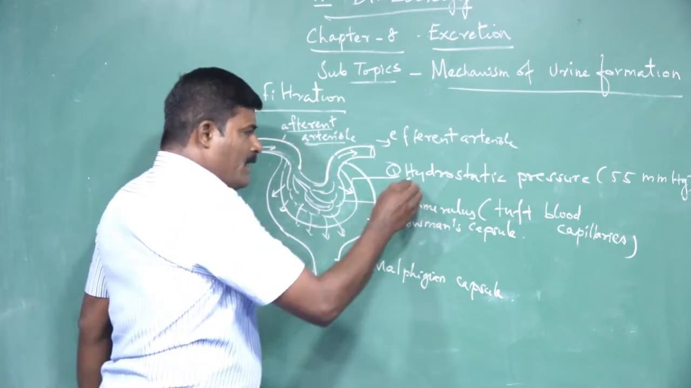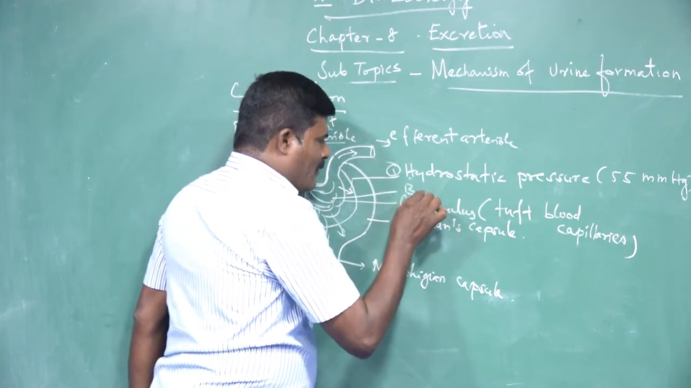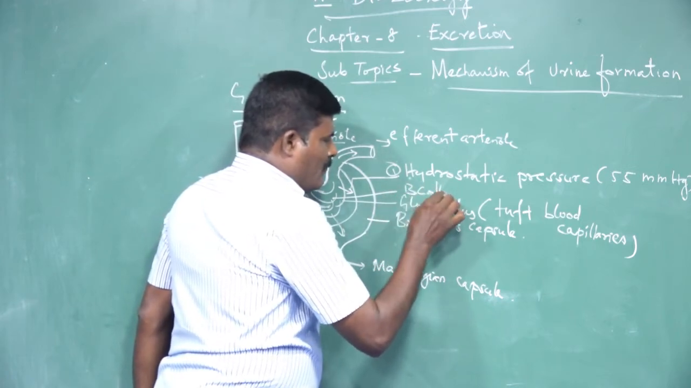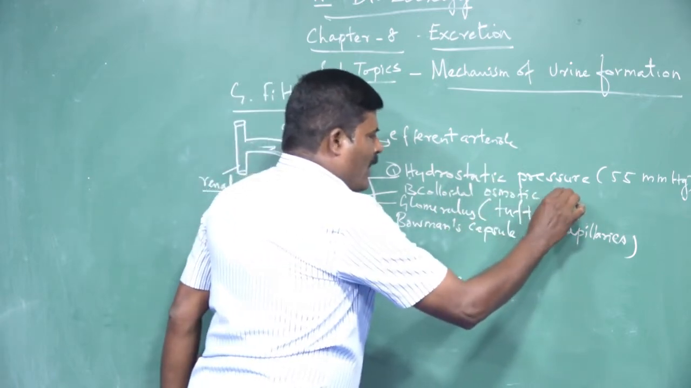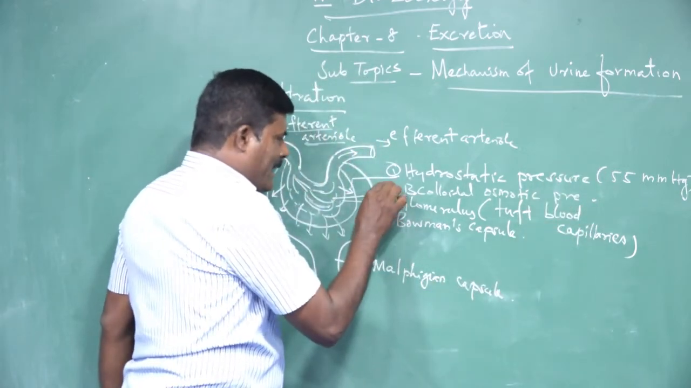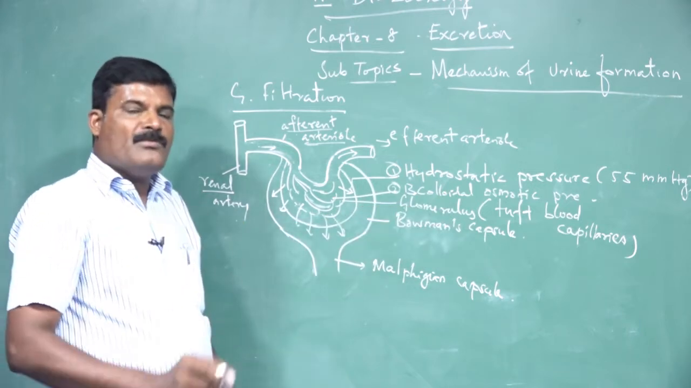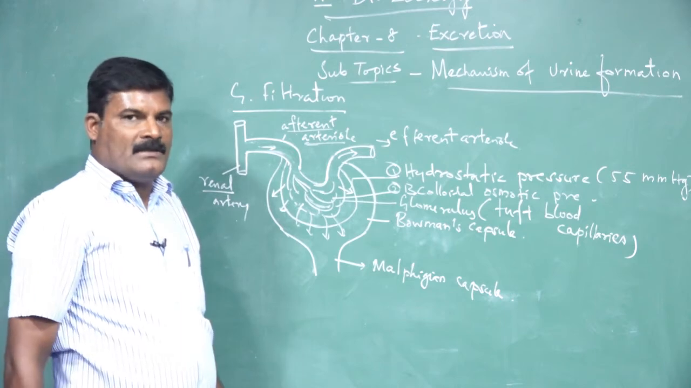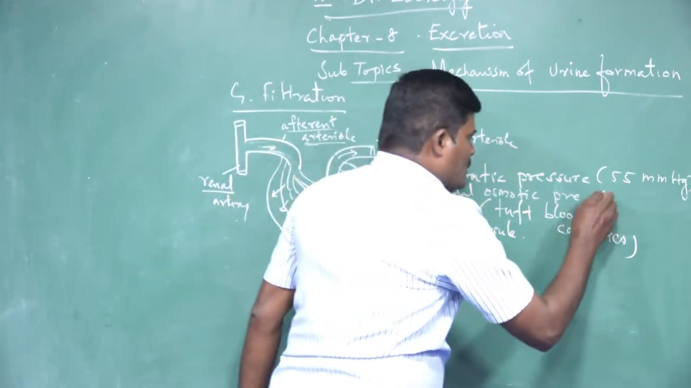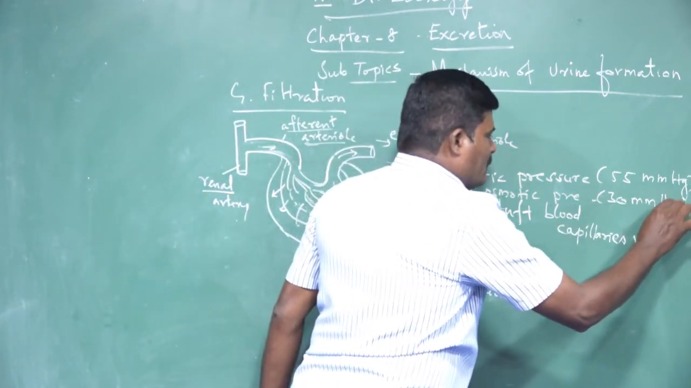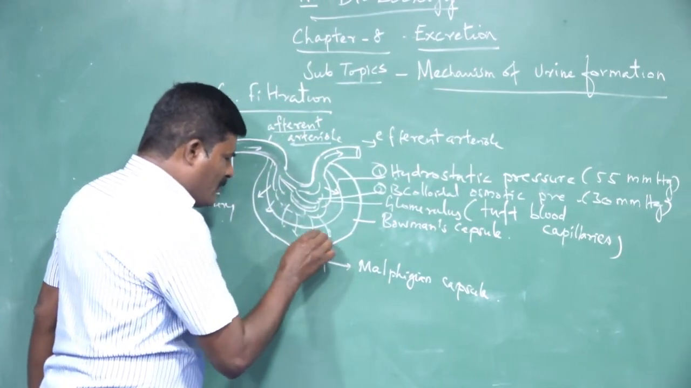Two pressures are formed against the hydrostatic pressure. The first pressure is the blood colloidal osmotic pressure. This is the second type of pressure. Colloidal means what? Larger molecules. And osmotic also involves water. This pressure is about 30 millimeters of mercury.